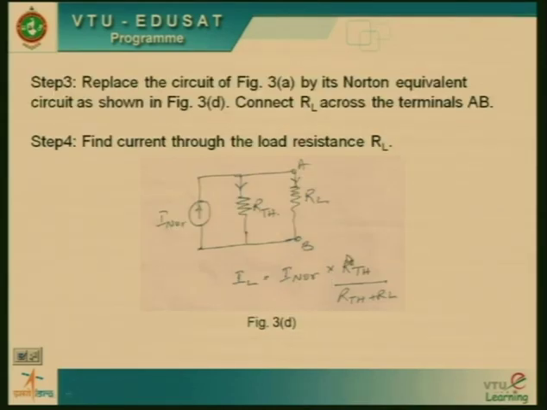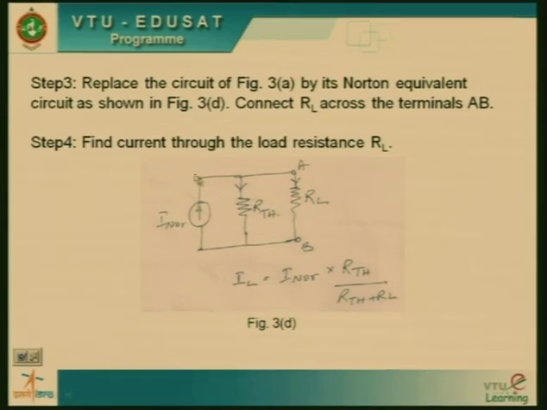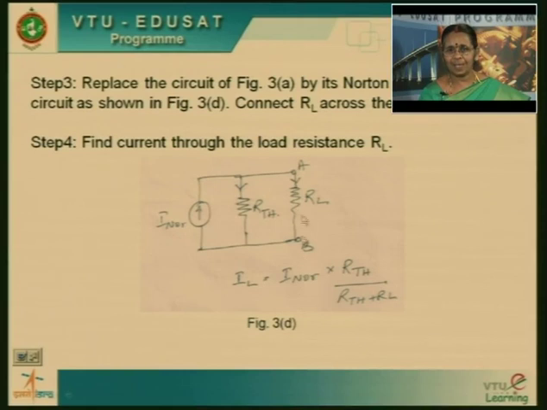Next, the last step is to replace the given circuit by its equivalent, the Norton equivalent. The Norton equivalent is a current source in parallel with the Norton equivalent resistance or Thevenin equivalent resistance, which are one and the same. To this, you have to connect the load resistance. Now, once again, you find two resistors connected in parallel. To this, a total current of I Norton is connected.